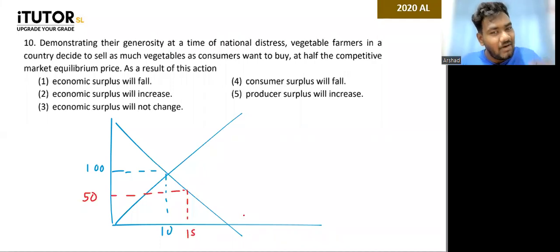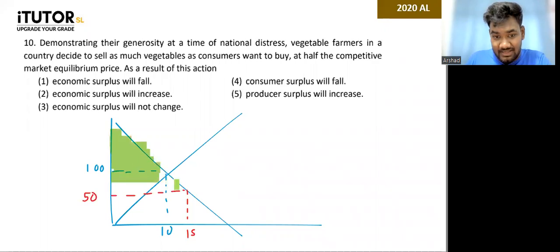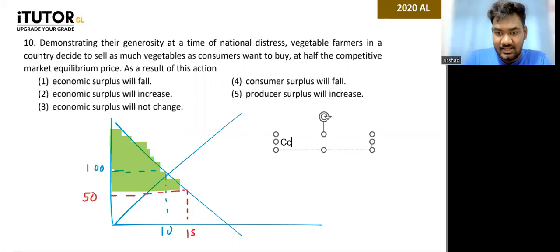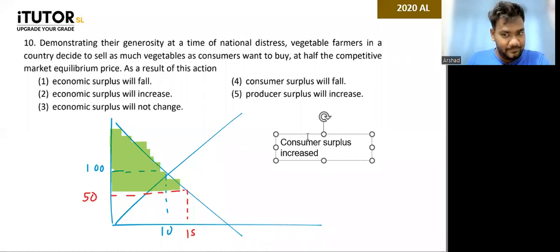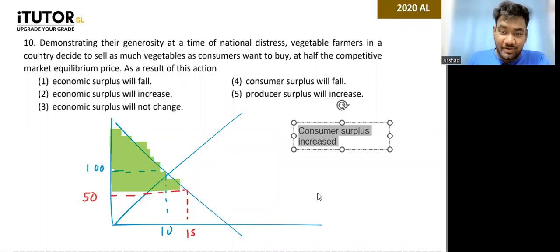What can you tell about consumer surplus? Earlier, the consumer was paying 100 rupees, buying 10 units. Now he's buying 15 units, only paying 50 rupees. So consumer surplus for sure you can say has increased, right? Okay, that is for sure you can say. Is that part clear, guys? Is everyone okay there? Consumer surplus increases. Okay, right. What can you tell about producer surplus?